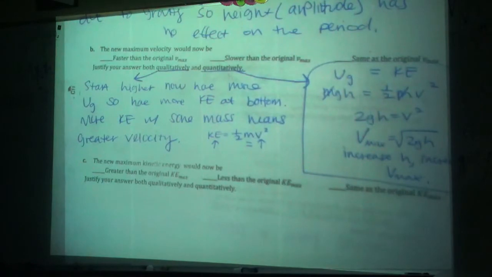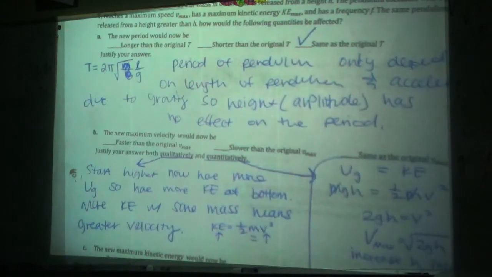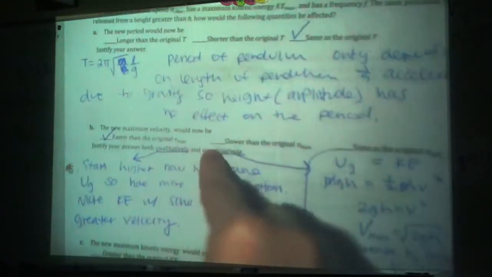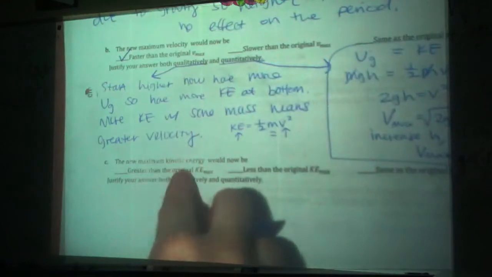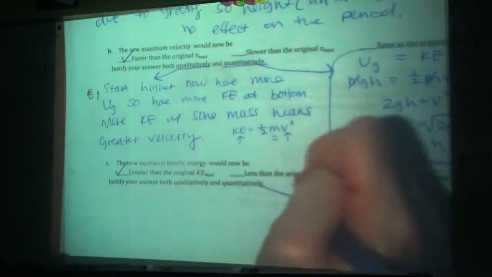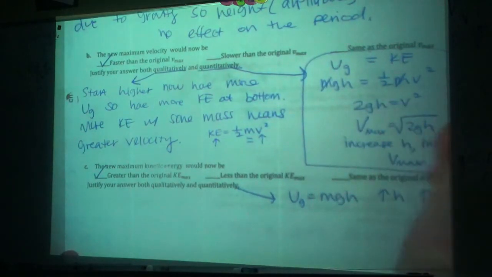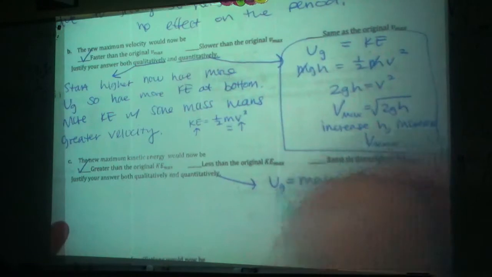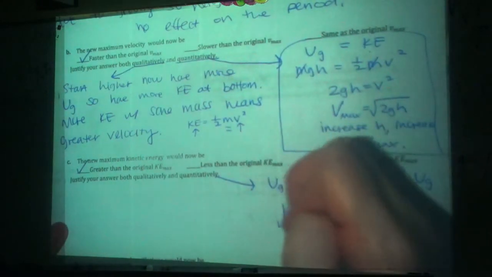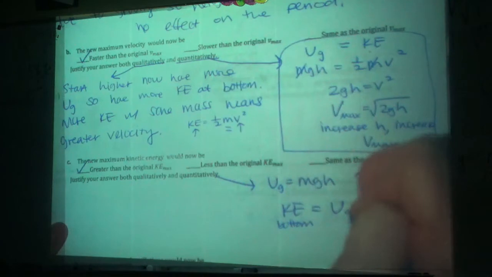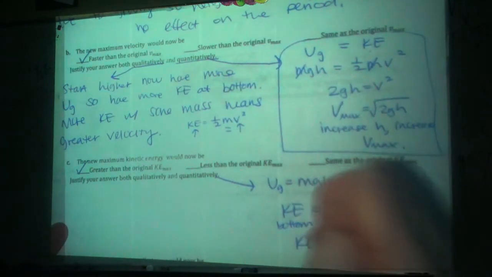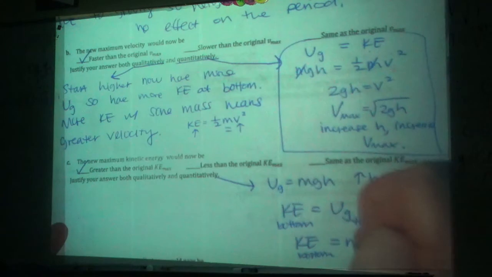All right, my new maximum velocity, we kind of already answered it up here, but I didn't actually say it. The increased Vmax would be faster than the original Vmax. And then my new maximum kinetic energy, we started talking about it right here. So we would increase again. Quantitatively, I would just say, okay, potential energy is mgh, so if you increase h, you increase UG. And then your kinetic energy at the bottom is just the UG at the top. So my kinetic energy at the bottom is mgh.